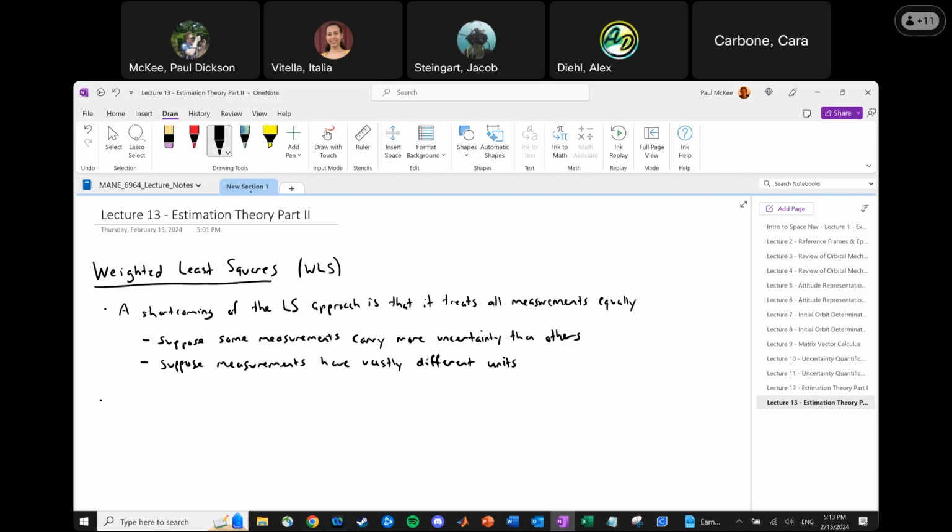This is the weighted least squares, or WLS approach.